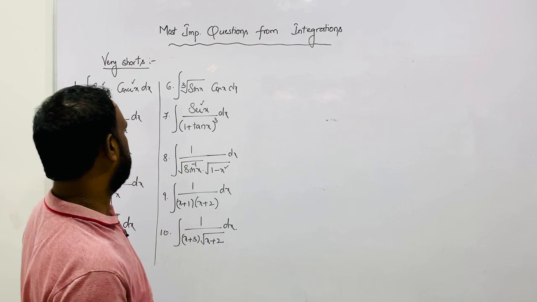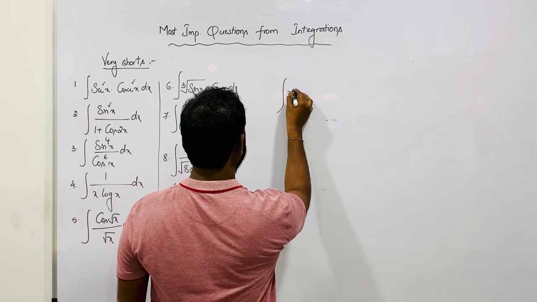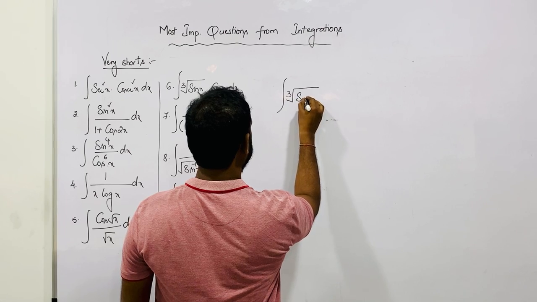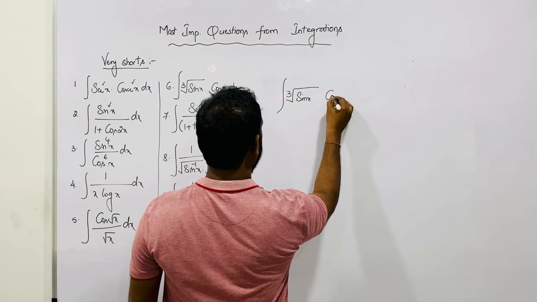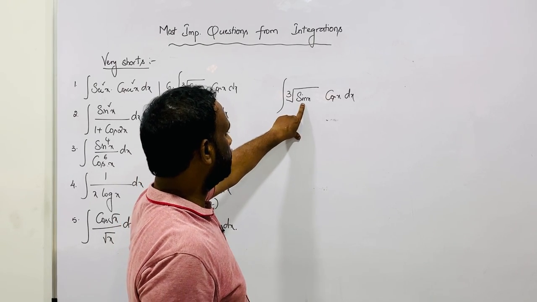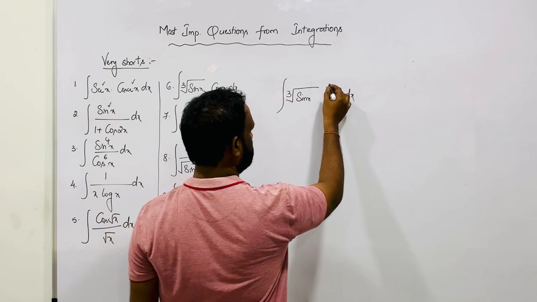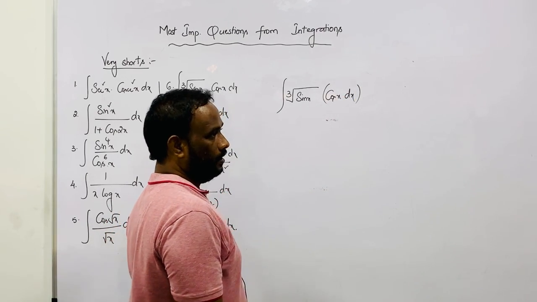Now, let us simply discuss how they can be converted, that is, integral of cube root of sin x into cos x dx. Here, if you consider sin x as t, then cos x dx is replaced by dt.